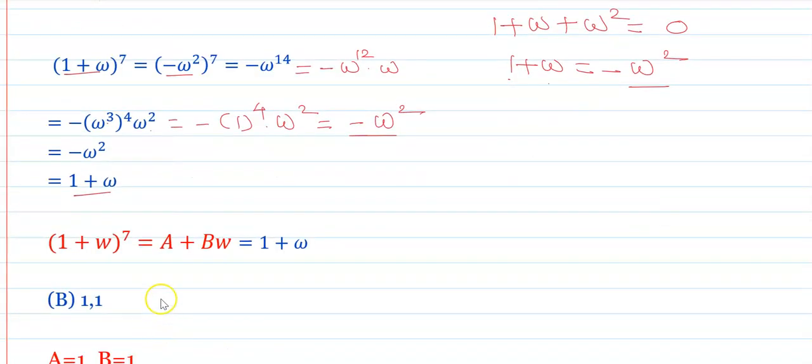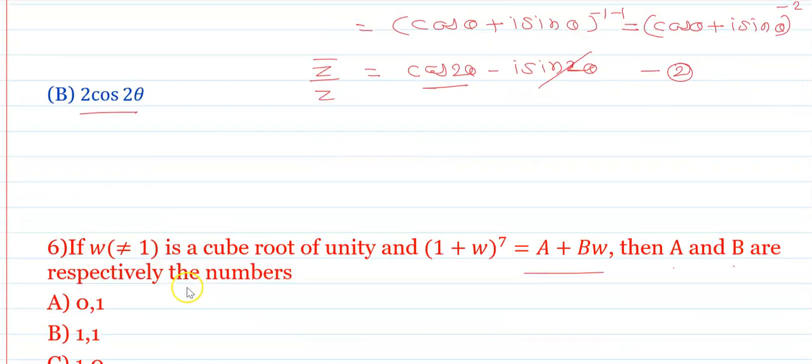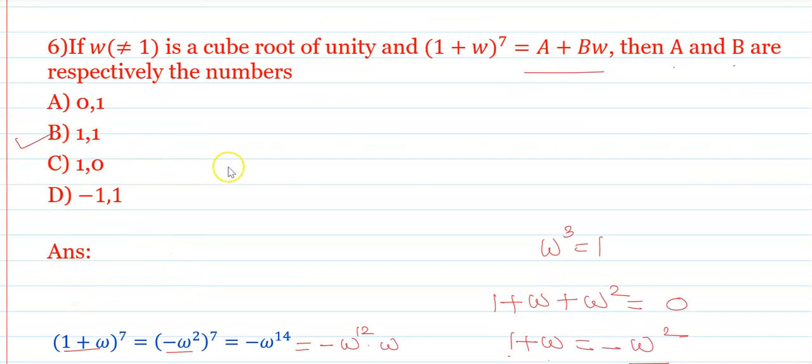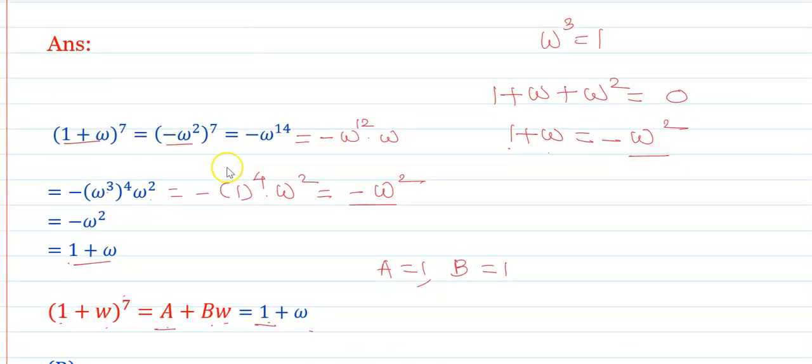Now what do we equate this with? That is, 1 plus omega raised to 7 is equal to, as given, a plus b omega. And that equals 1 plus omega. This 1 is nothing but a, and b is nothing but the coefficient of omega. And what is its value? Its value is 1. Therefore, a is 1 and b is also 1. And hence, option B is the correct one. It is an easy question.